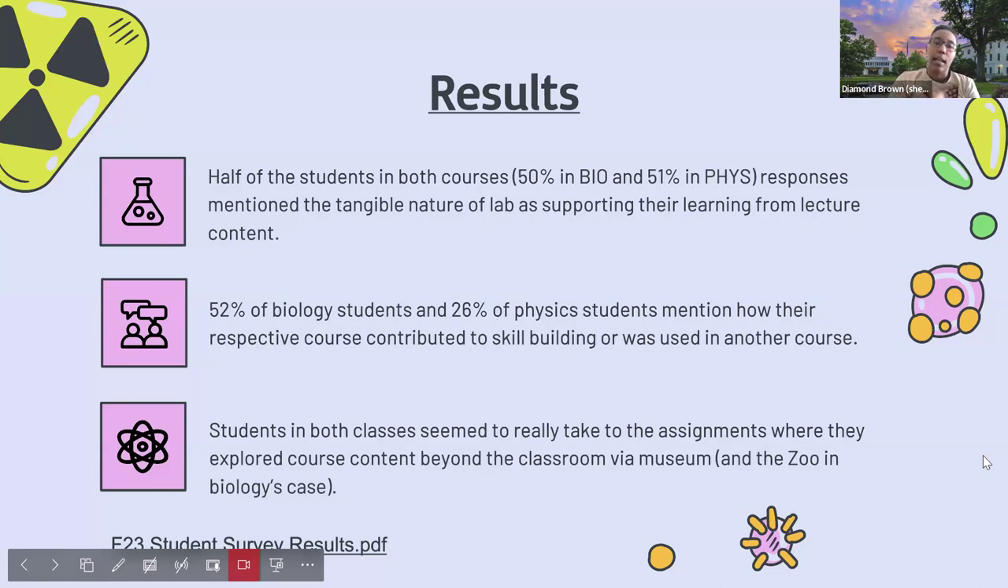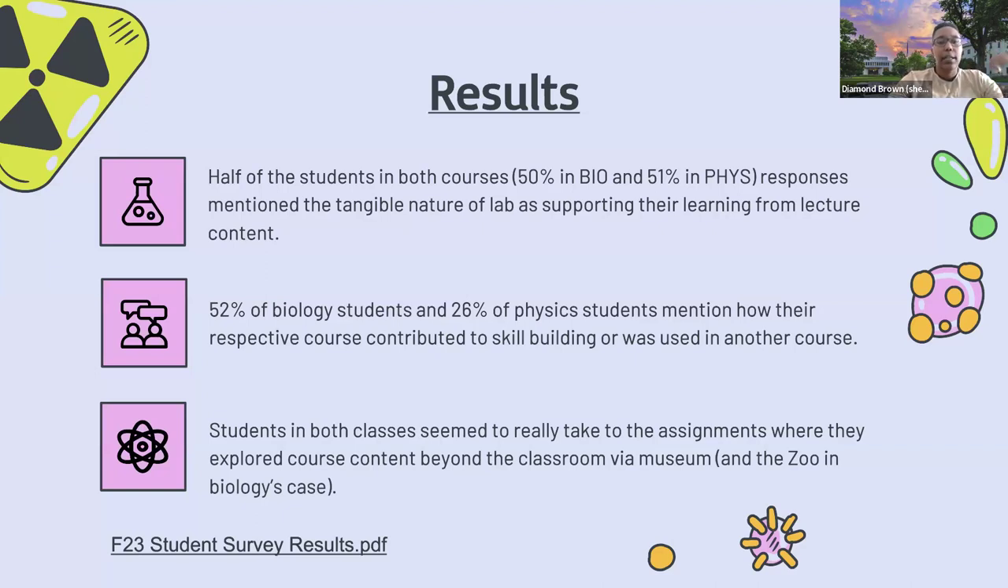Some of the notable responses that came out of both Aaron's and Rebecca's surveys of Physics 160 versus Bio 100 was that nearly half the students in both classes were mentioning some sort of tangible nature to the lab that supported their learning from lecture. And that pertains to, I believe, the second question, in which students are asked about the reciprocity of lecture versus lab. How was lecture helping lab? How was lab helping lecture? Most of them are talking about how lab, and being able to apply what they learned in lecture in a more physical way, helped their learning and made it more solidified in their brains.